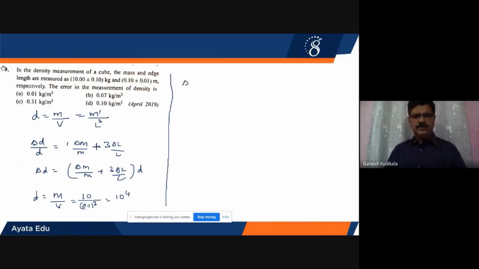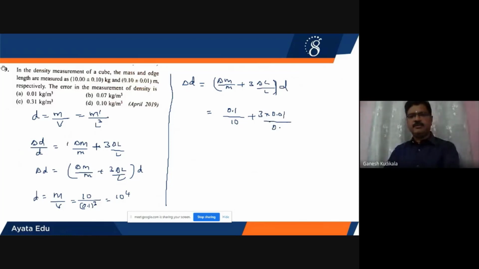So that value I can use here. Now, the error in the measurement of density will be delta m by m plus 3 into delta L by L, whole multiplied by density. Let us make the substitutions here. Mass error is 0.1 and mass is 10, plus 3 into delta L, the error in the measurement of length, divided by length which is 0.1 meter, whole multiplied by D. D is 10 to the power of 4.